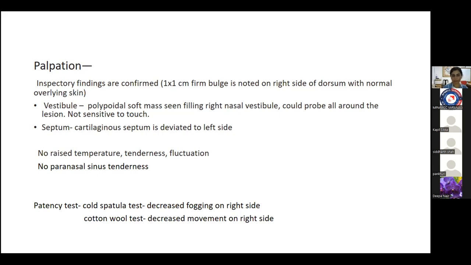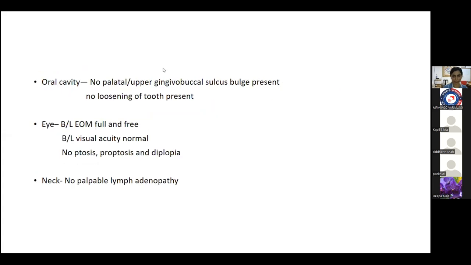It was severe enough that it was almost occluding the other side. It was obstructing the other side also. I could not pass my endoscope. Go on. Patency test, the cold spatula test showed decreased fogging on the right side. Cotton wool test, decreased movement on the right side was present.